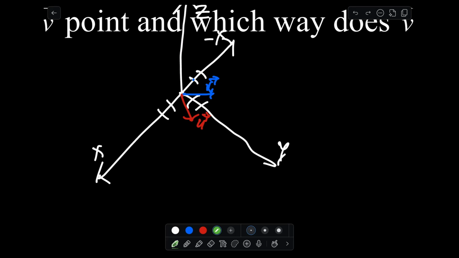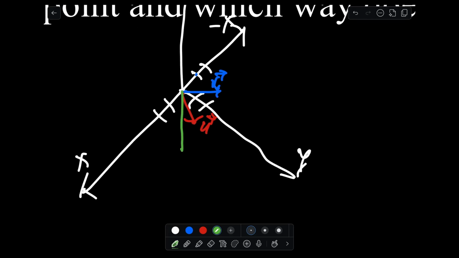However, if we were to do v cross u, you would have your index finger as your v, and your u as your middle finger. Your middle finger is going to be the u, and then you do the right-hand rule. Your curl is going in the negative direction, so you're actually going to be going in the negative z direction. So that's going to be what v cross u is.